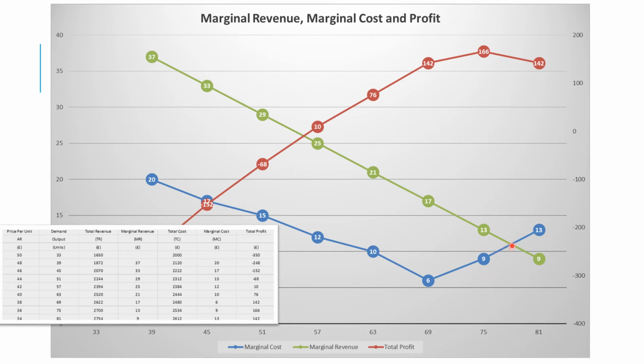Once we go beyond that point, the marginal cost, the extra cost associated with the 81st unit, is greater than the extra revenue that unit brings in. So profit is maximized if we sell those units up until the point where marginal revenue equals marginal cost. So profit is maximized where marginal revenue equals marginal cost.